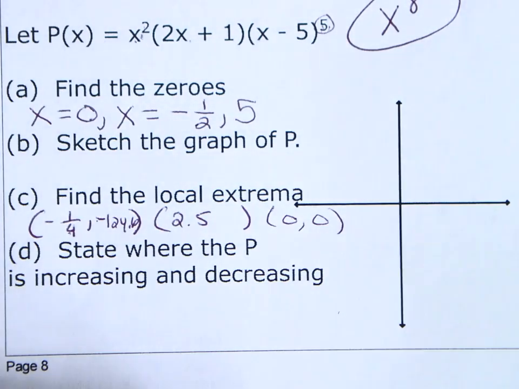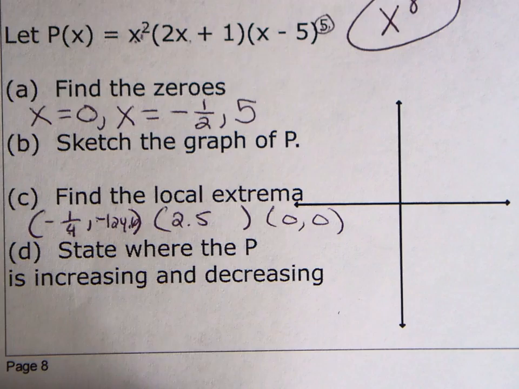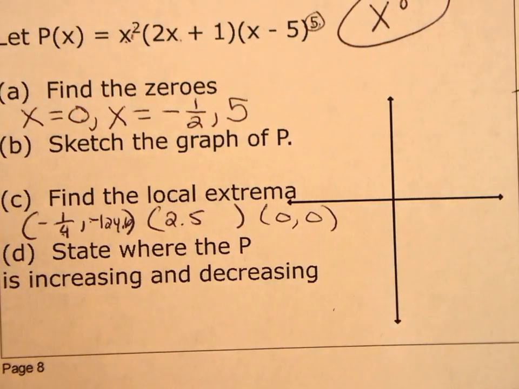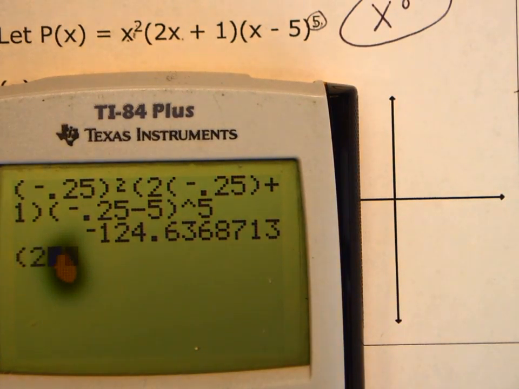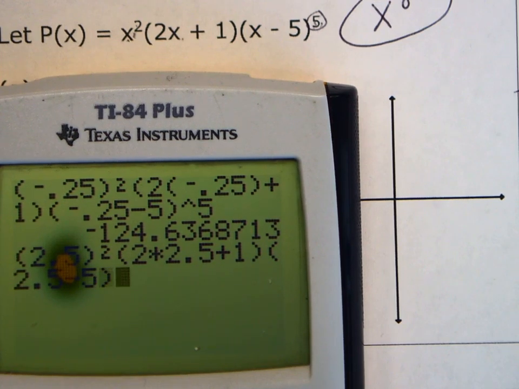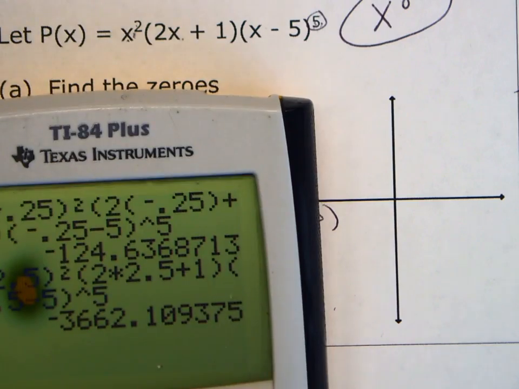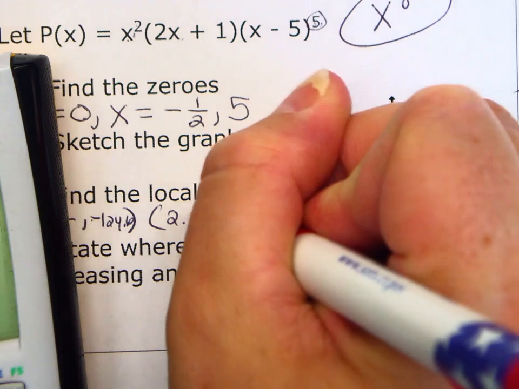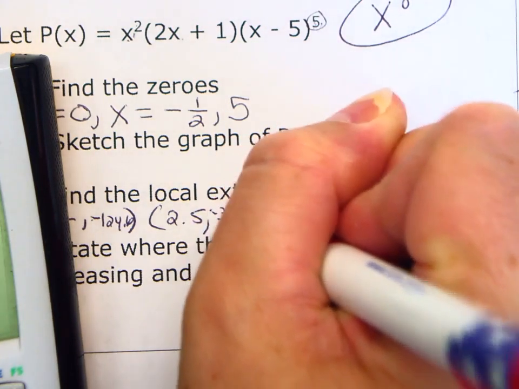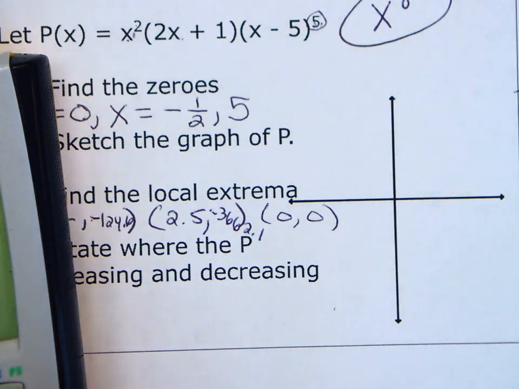So some disgusting number. Light, go back on. All right. And then we have to do 2.5. Same thing. Parentheses 2.5 squared times 2 times 2.5 plus 1 times 2.5 minus 5 to the 5th. Negative 3,662, comma, negative 3662.1. So that's pretty ugly. Okay.